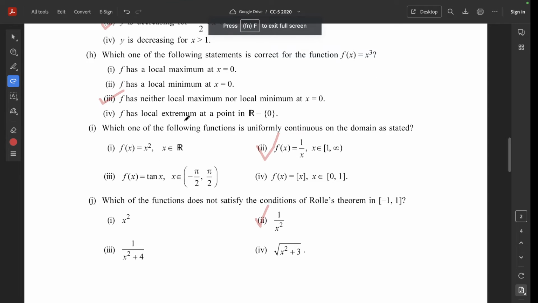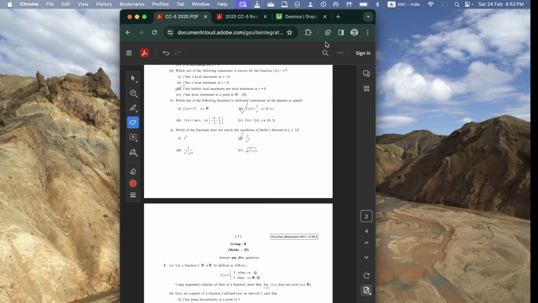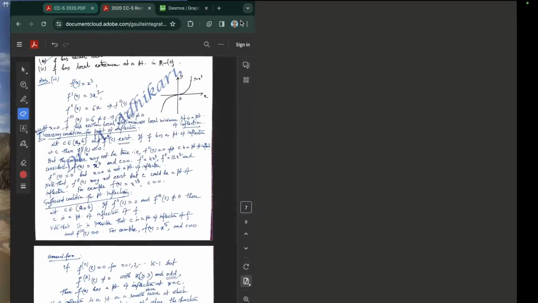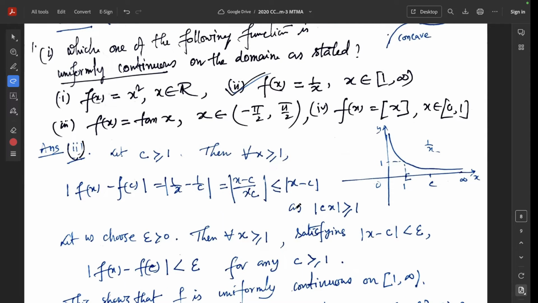Next question: which one of the following functions is uniformly continuous on the domain as stated? The correct option is 2: f(x) = 1/x, x belongs to the closed interval 1 to infinity. Let c ≥ 1 and x ≥ 1.